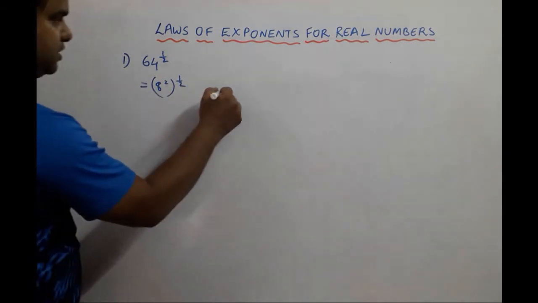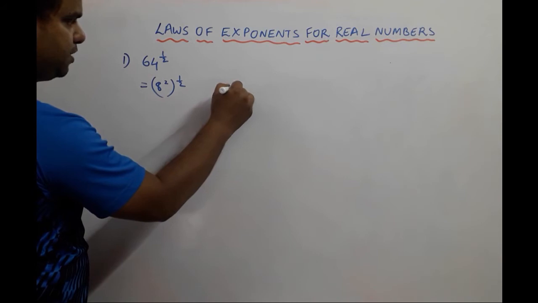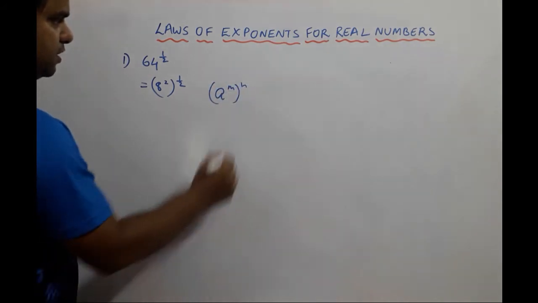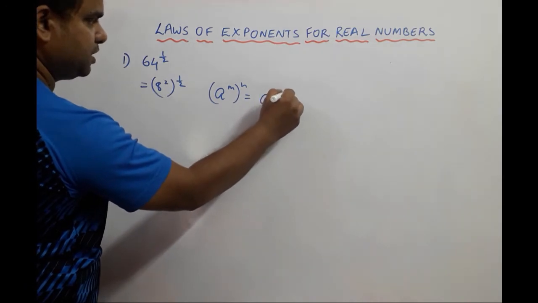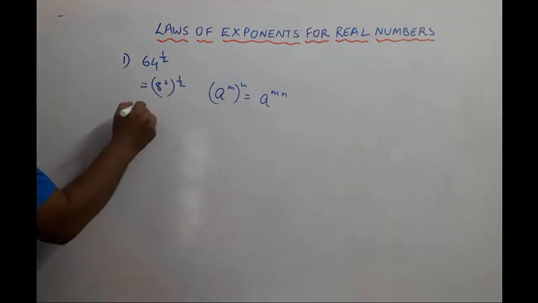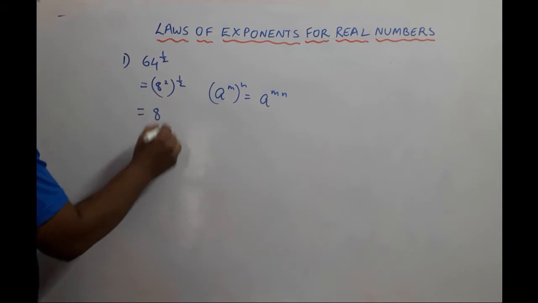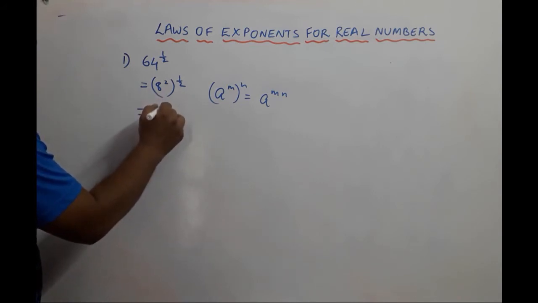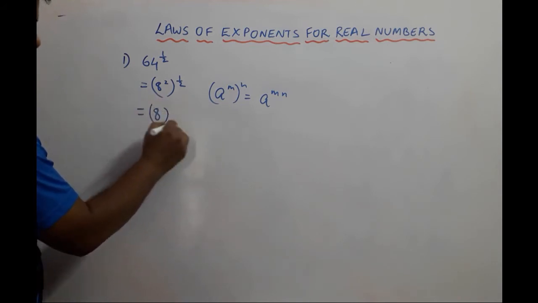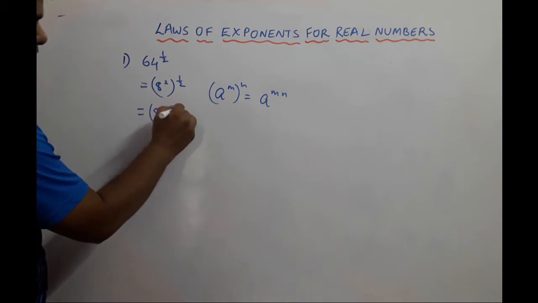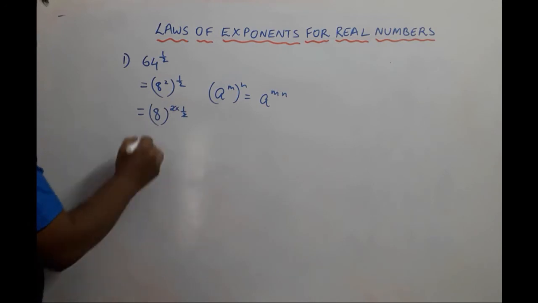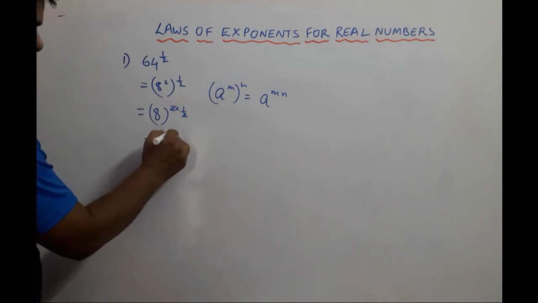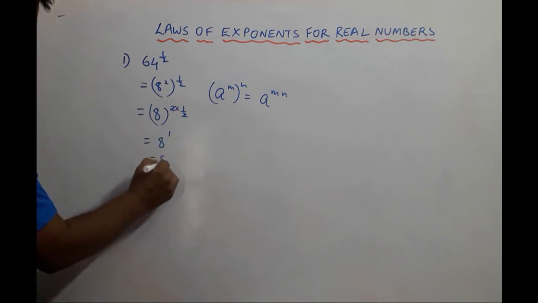Now this is in the form a raised to m whole thing raised to n, and we know that in this case the powers get multiplied because the base is the same. So similarly over here we put this in brackets and we multiply the powers. 2 into half, 2 and 2 get cancelled, and this is 8 raised to 1, which is 8.